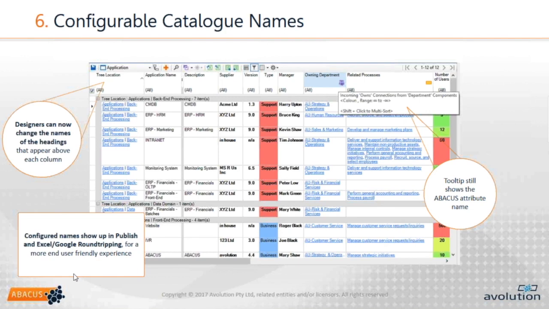So if you do change it to something that doesn't make much sense, then you can still find out what it is by hovering over. But generally, of course, you want to use a nice intuitive name, and sometimes keeping it simple is the best thing. So if you're working with users that aren't familiar with the Abacus model, you can spell out in plain English what it is that they're looking at. And this will all show up in the Excel and Google round tripping.